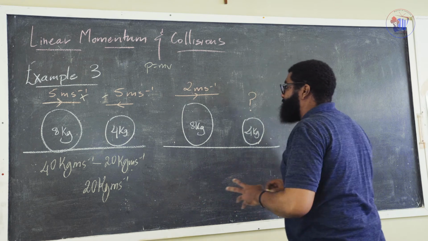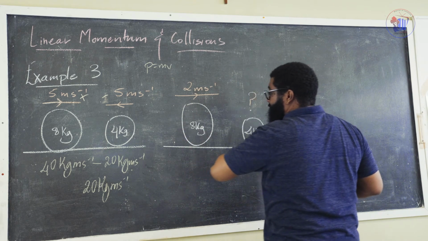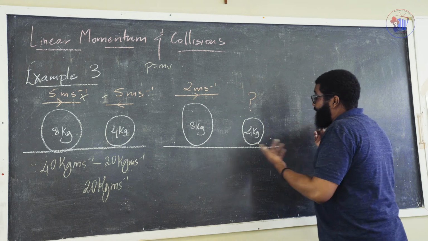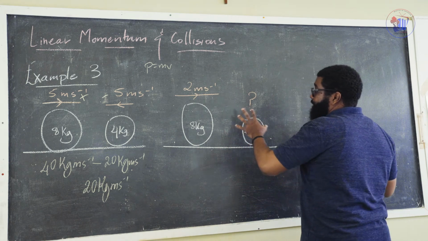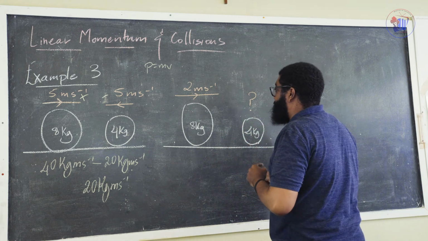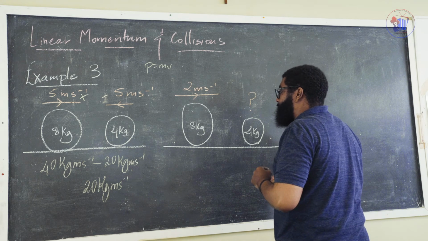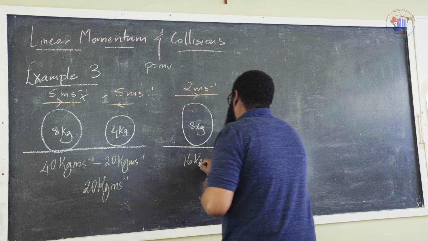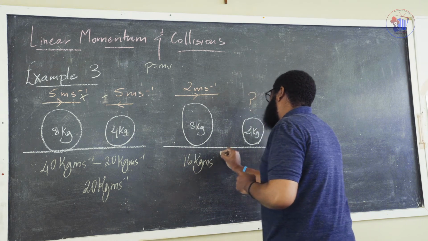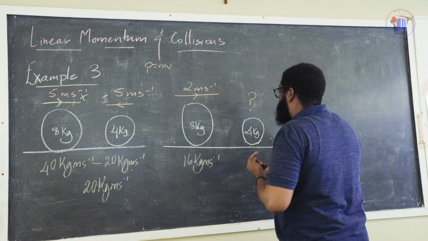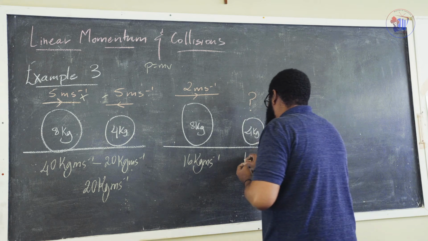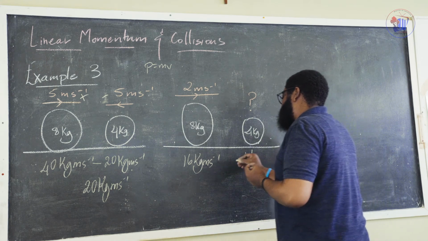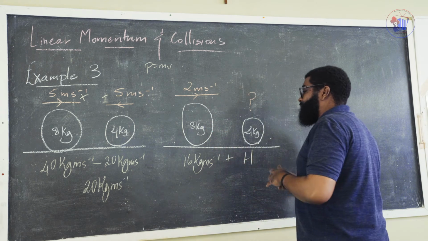After they collide, the 8 kilogram mass still moves in the right direction with a velocity of 2 meters per second. So let us see what happens. 8 times 2 is 16 kilogram meters per second, and let's call the momentum of the 4 kilogram mass H. So since it's unknown, we just add it.